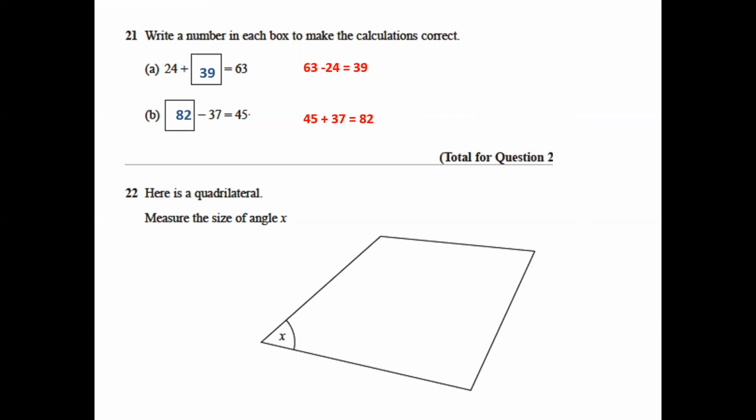22nd question. Here is a quadrilateral. A quadrilateral is a 2D shape which has 4 sides. In this question, you have to measure the size of the angle X. So you have to use your protractor and measure the angle. If you measure it correctly, it is 55 degrees.